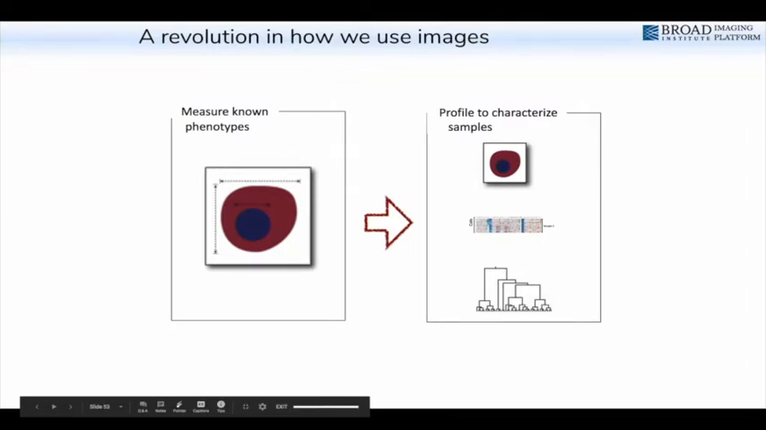But fundamentally, there's a class of experiments where the biologist knows what they want to measure, and they come to a bioimage analyst for help in measuring it. We'll start there, but I want to quickly move to using images more as data in the sense of profiling. And so we'll talk more about that as we get to it.